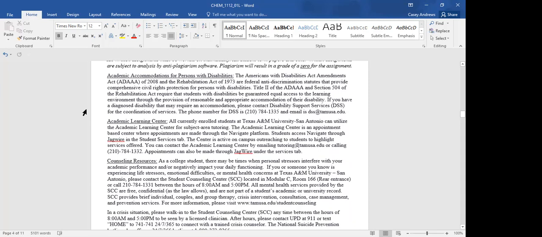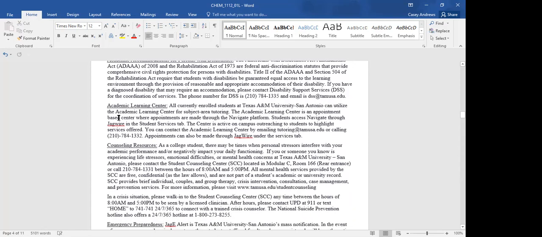Academic accommodations. If you need accommodations for anything, please do not ask me for those. I cannot give those. Please contact DSS, whose number and email are given here.